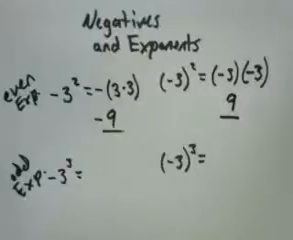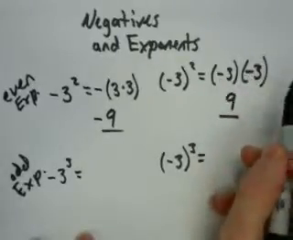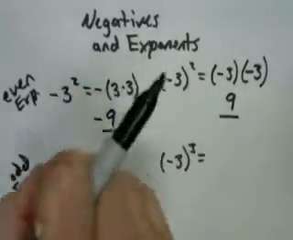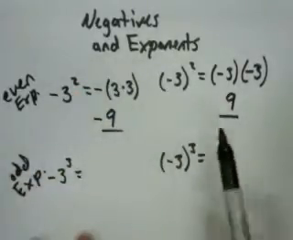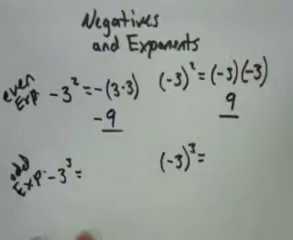This is unique to even exponents. Because you have an even number of them, they'll always cancel out because they always have a pair. A pair of negatives will cancel. So even if I had it to the fourth power, I'd have 4 negatives. Well, 2 would cancel, 2 would cancel. It would still end up positive.